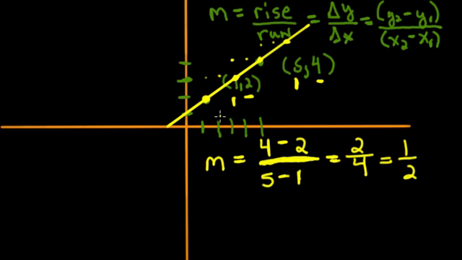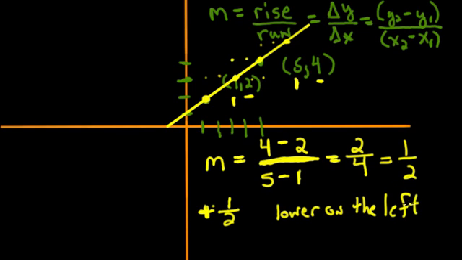Now you can also run this backwards. I can start here and I can go down 1 and back 2. But because 1/2 is positive, it's lower on the left, higher on the right. And so the sign of the slope tells us if it's rising or falling. So a slope that is positive starts down on the left side here and rises up.